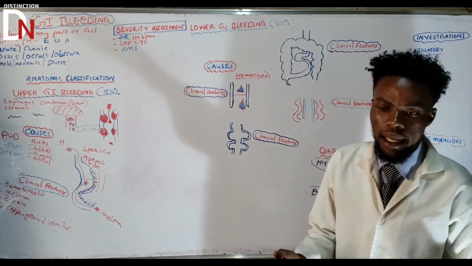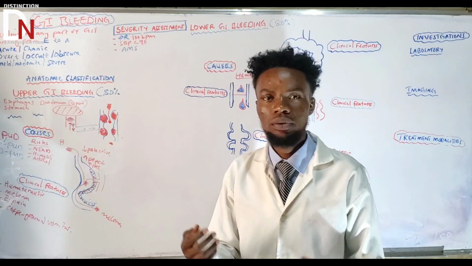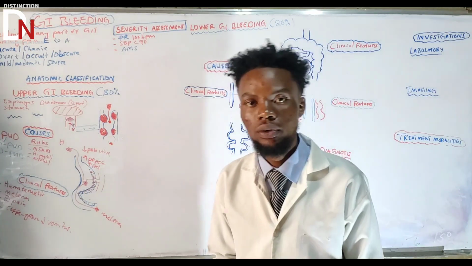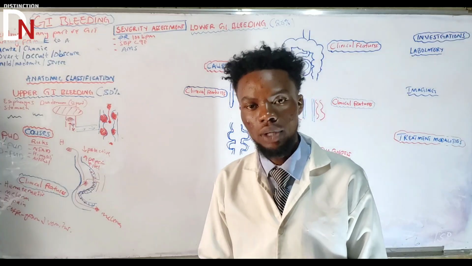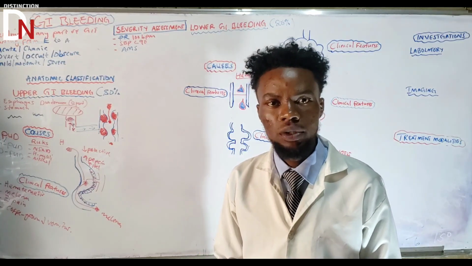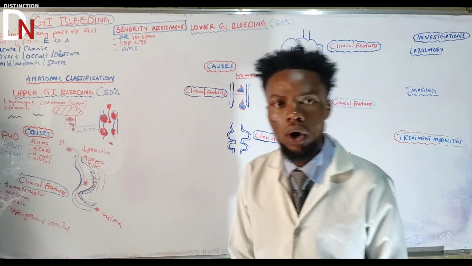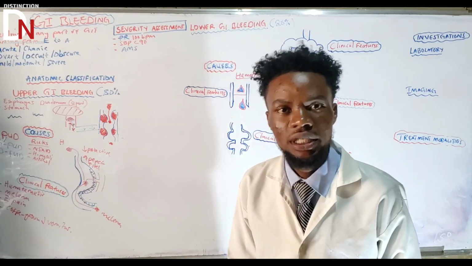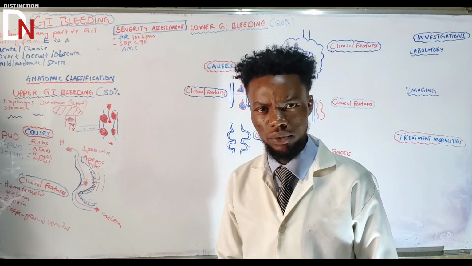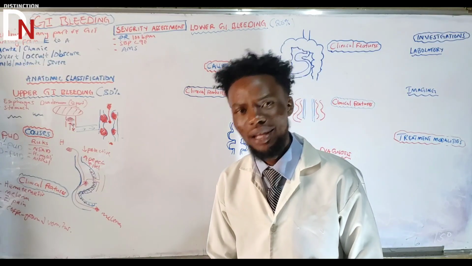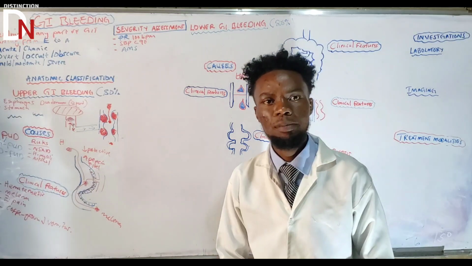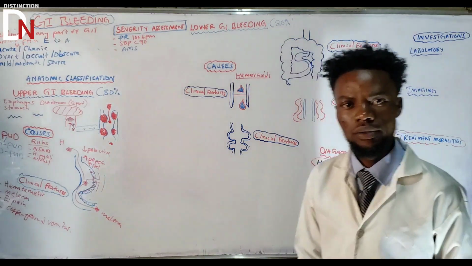Another important classification that we talked about is that GI bleeding can be further categorized, apart from upper and lower, according to duration. It can be acute or chronic. It can be overt if you are able to see the blood, occult, or obscure type of bleeding. We also talked about the last classification: it can be mild, moderate, or severe bleeding.